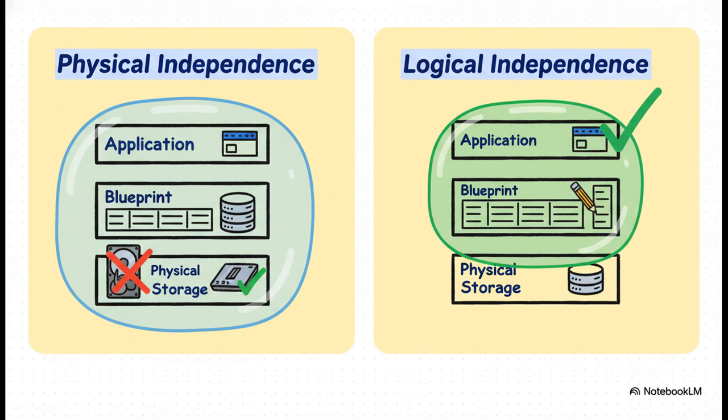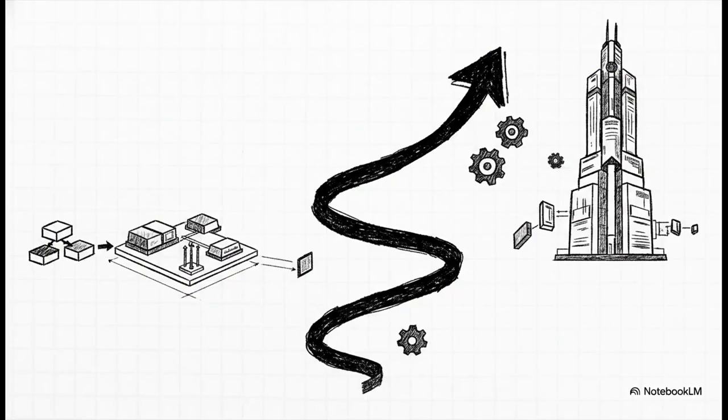First, you have physical independence. This means you can change the construction materials without messing up the blueprint. For example, you can rip out a slow old hard drive and plug in a super fast SSD, and the apps using that data won't even notice. Then there's logical independence, which is even more powerful. This means you can change the blueprint itself, like adding a brand new email column to your students' table, without breaking all the existing applications that depend on that table. It's huge. And this is the end goal.